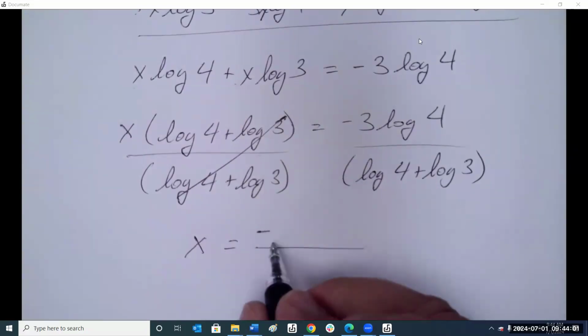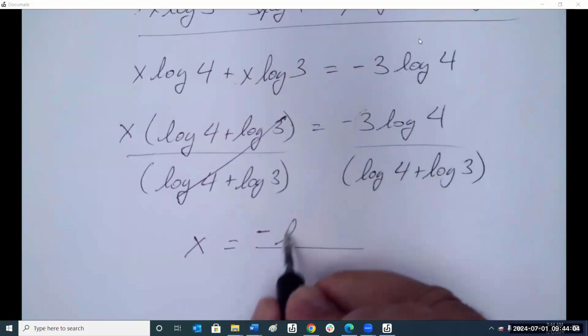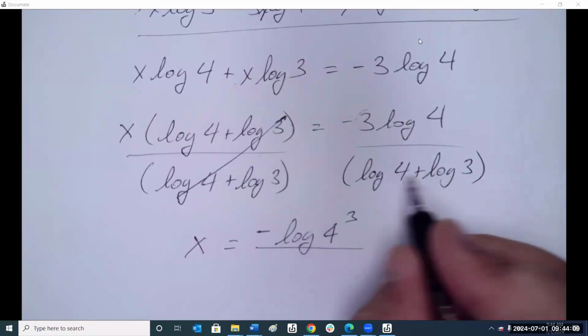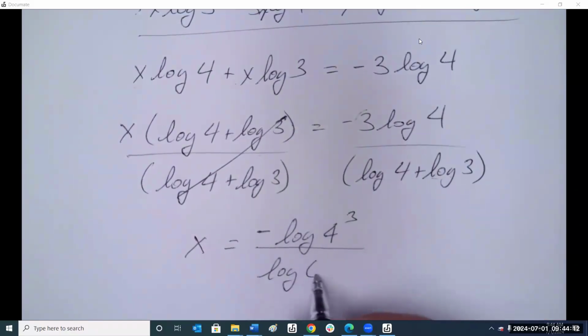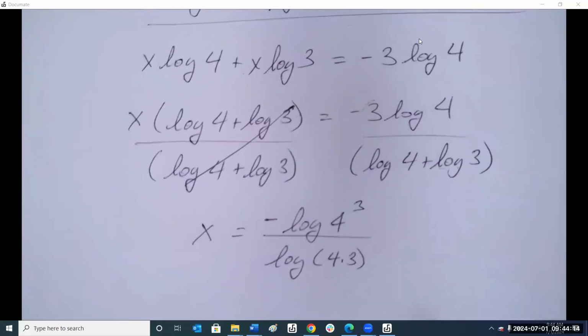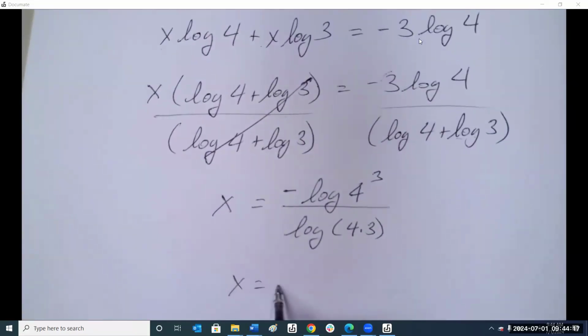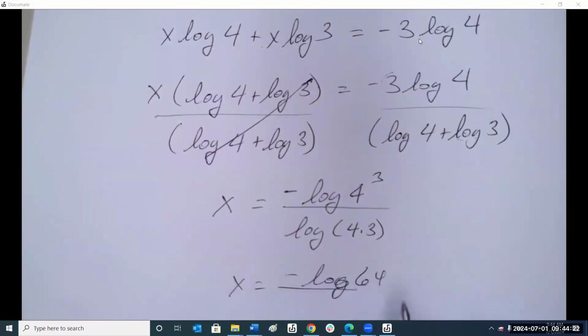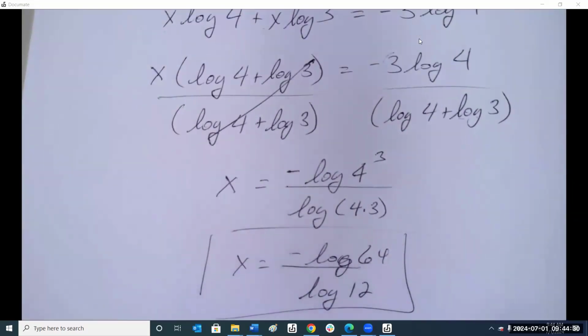So we have negative, this is a coefficient, so it goes up on top, log 4 to the power 3. Since these are added, I can multiply them together, 4 times 3, which gives us our same answer: log of 64 over log of 12. So again, it shows you as long as you follow the rules, you get the same answer. One method can take you longer than the other, but it's going to give you the same answer either way.